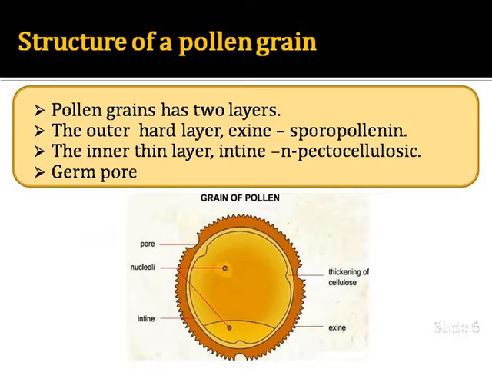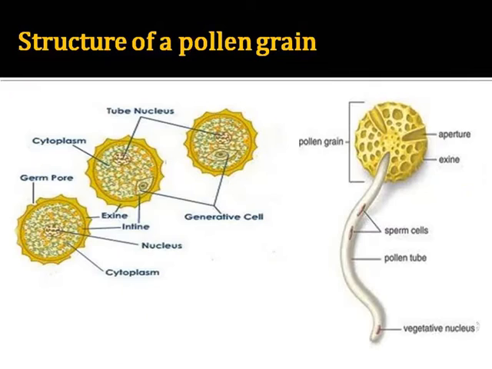In this animation you can clearly see the pollen grain: exine, intine, germ pore and the thickness of callus. In this first diagram there is the cytoplasm, nucleus, germ pore, exine and intine, and this nucleus divides to form two cells, the generative and vegetative cells. You can clearly see that. The spindle-shaped one is the generative cell and the irregular one is the tube nucleus.